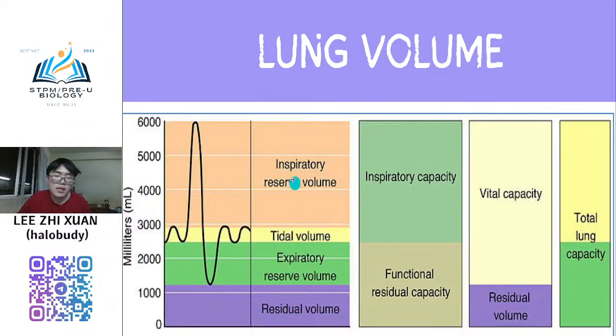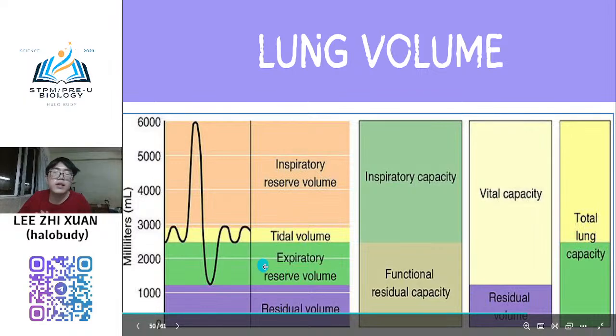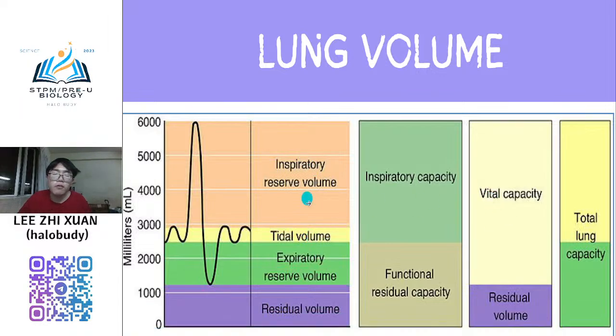Yang ni inspiratory reserve volume hanya involve in inspiration only. Tidal volume pun tak ada involve. And then expiratory reserve volume only involve in expiration only. Tidal volume pun tak ada involve. Vital capacity will involve these three. Ini tiga-tiga ni, when these three combine together, we call as vital capacity lah.